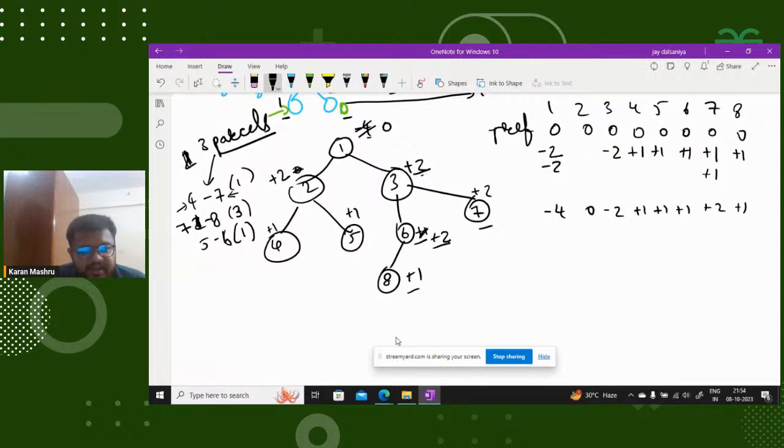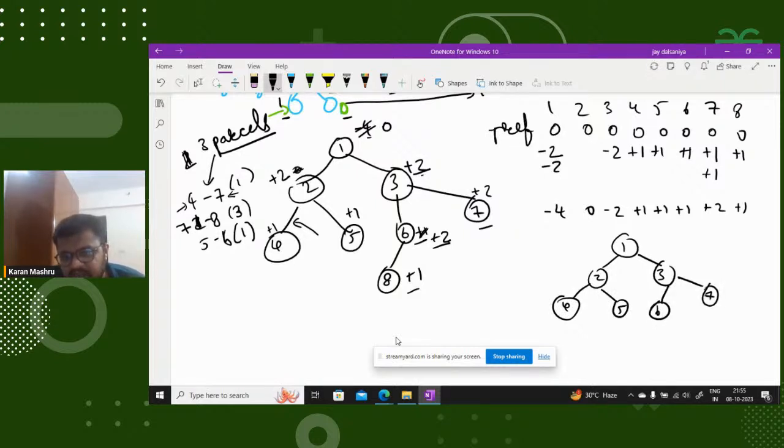So what it basically denotes is that, see, here there is +1. It means this edge, from 4 to its parent, occurs one time in my paths. If I draw the paths on the graph, you will understand it. This is 1, this is 2, this is 3, this is 4, this is 5, this is 6, this is 7, and this is 8. Let me draw. First is 4 to 7, so this would be my path from 4 to 7. The other is 7 to 8, and this would be my path from 7 to 8.